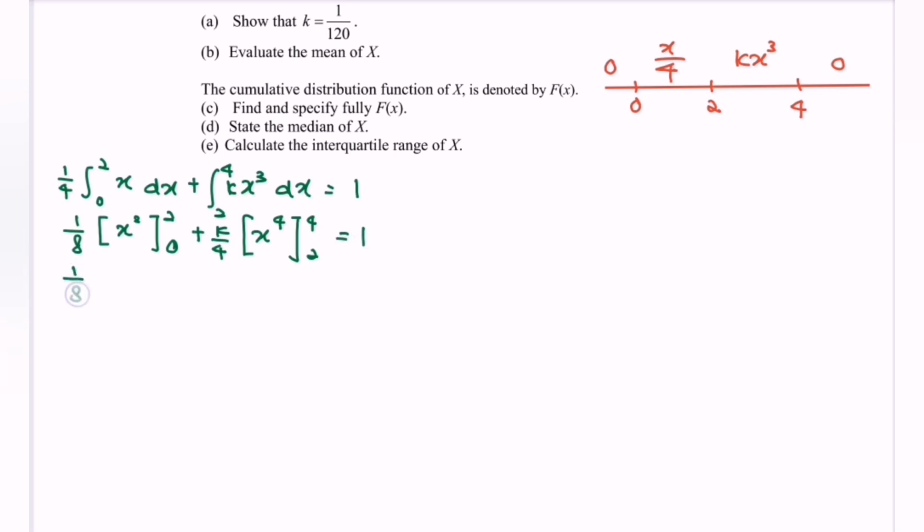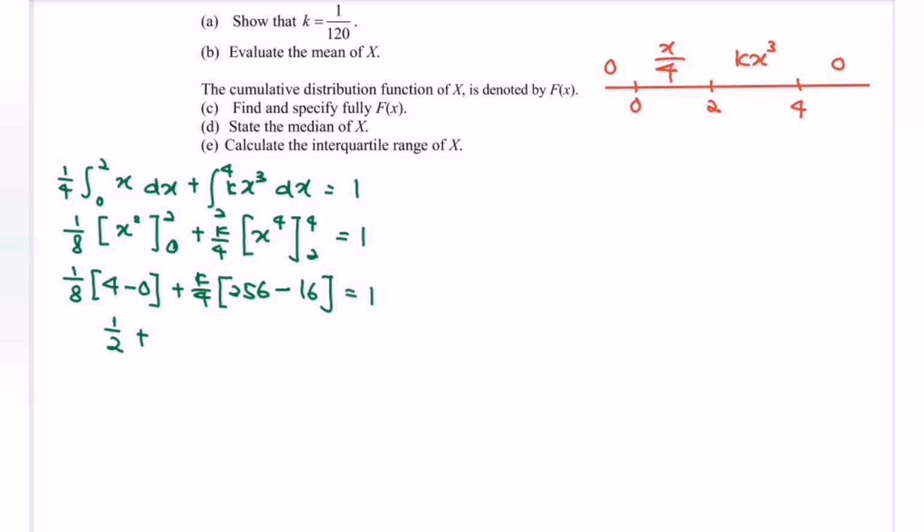So kindly substitute. We have 1 over 8, bracket, 4 minus 0. So we will have 1 over 2, plus k over 4. If we substitute 4, we will have 4 to the power 4, which is 256, minus 2 to the power 4, which is 16.